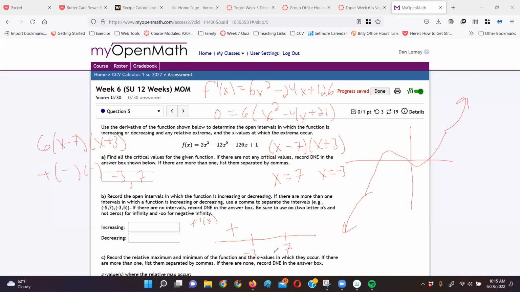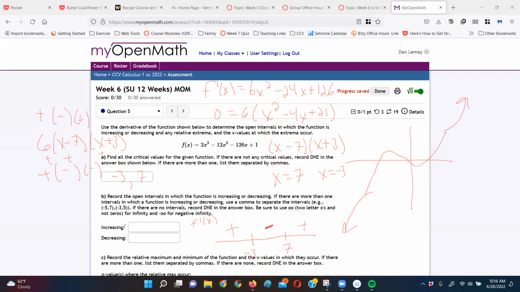Now we'll pick a number in between negative 3 and 7. 0 works well. If we use 0, 6 is positive, 0 minus 7 is negative, 0 plus 3 is positive. I'm only seeing one negative, so that tells me the derivative is negative there. And then when I go bigger than 7, say 100, that'll be positive, that'll be positive, and that'll be positive. That's positive. So where is this function increasing?